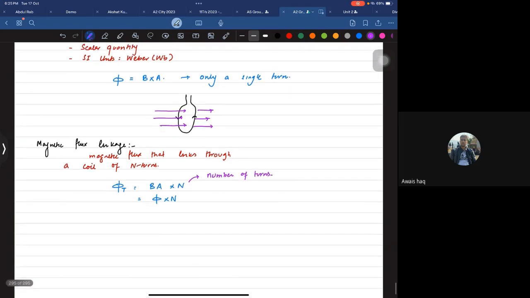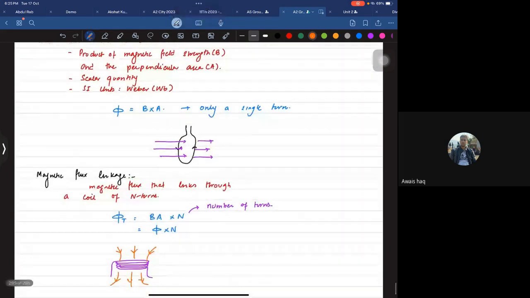So suppose you have a coil that has many turns, and the field is going like that. This is known as magnetic flux linkage. Please write this down, and if you have any questions that you want to ask, please do.